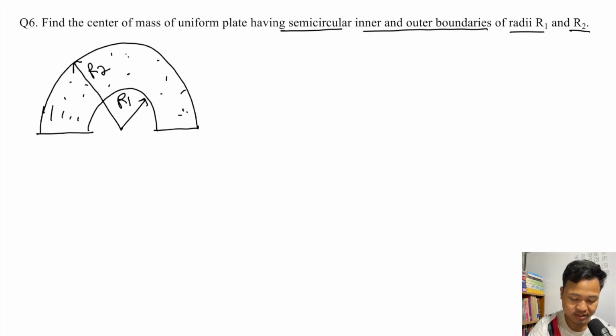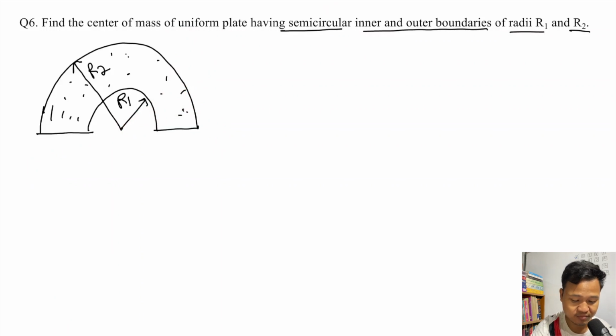So how do you integrate this? So here, how do you take the segment? You can take a segment like this and then you integrate like this. Okay, so from 0 to 180 angle.